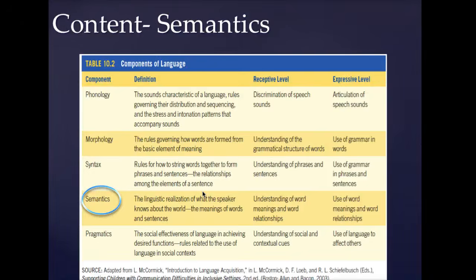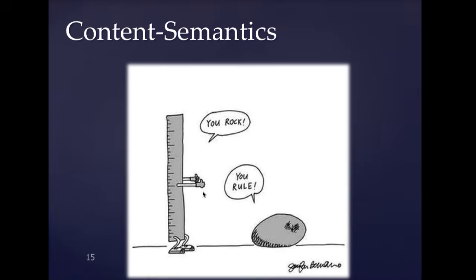So we've completed looking at form or grammar, and the next area is semantics or content. I like to think about semantics as vocabulary. The definition is the linguistic realization of what the speaker knows about the world and the meanings of words and sentences. On a comprehension level, it's understanding word meanings and word relationships. And on an expressive level, it's using those word meanings and word relationships. Here's just a cute little cartoon, You Rock, You Rule.